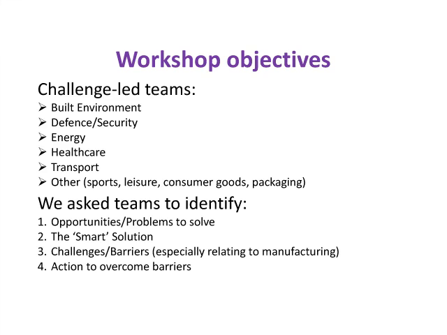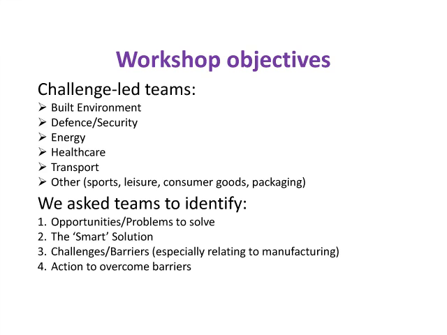So at the workshop, we divided the delegates into challenge-led teams. We covered the areas of built environment, defence and security, energy, healthcare, transport, and then we had another group of other, which covered sports, leisure goods, consumer goods packaging. We asked those teams to go through a 4-stage process to look at products that we're making at the moment or new products they might want to make, and look for opportunities or problems that they're solving. And then to think about the smart solution. So if you have a problem there, what is the smart solution?